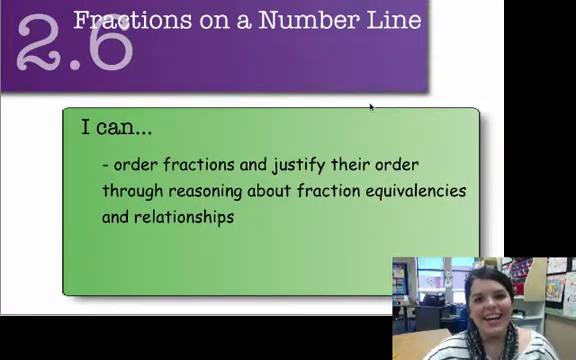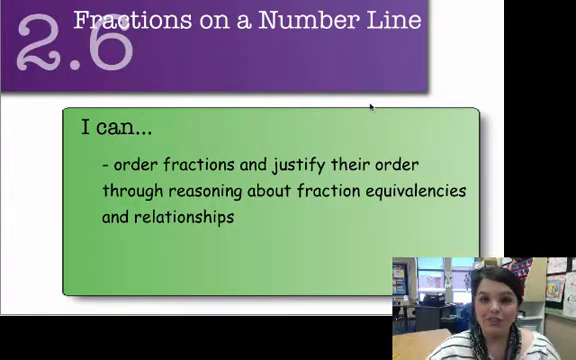Hi, fourth grade. This is lesson 2.6, fractions on a number line. This is a review lesson, so we're actually going to cover what we did in class today. So it's a flipped classroom again. I'm going to go over our lessons we learned today. I'm also going to cover a few things that you'll need to know tomorrow when we do part 2 of our lesson. So this lesson is going to cover the I can statement on your screen.